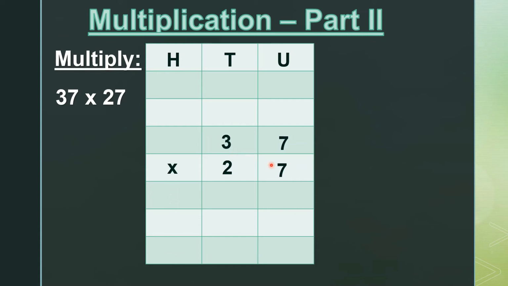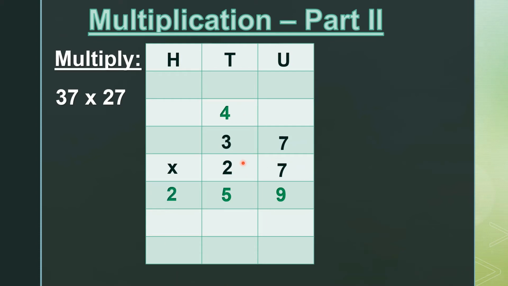Multiplication sign. First we multiply 37 by 7. So 7 sevens are 49. We write 9 in units place, 4 is carried to tens place. 7 threes are 21, 21 plus 4, 25. We write 5 in tens place, 2 in hundreds place.